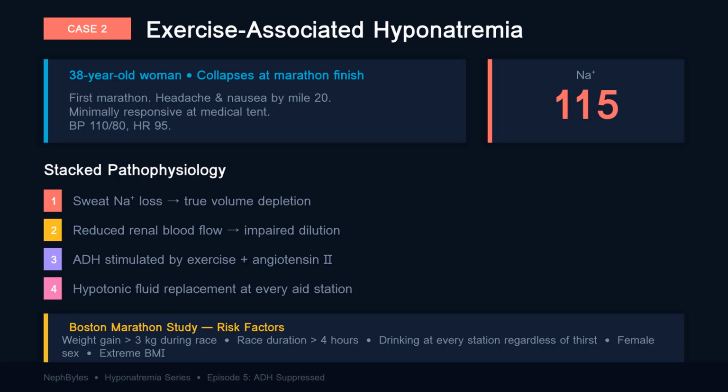The Boston Marathon study identified the key risk factors. Weight gain of more than 3 kilograms during the race. That's the sign of net fluid retention despite sweating. Race duration over 4 hours. Drinking at every aid station regardless of thirst. Female sex and extremes of BMI also increase risk.